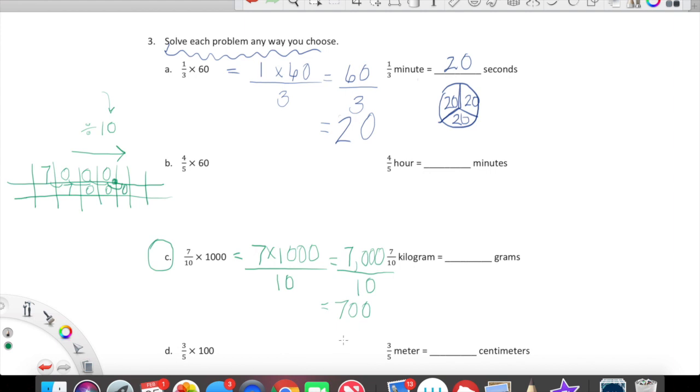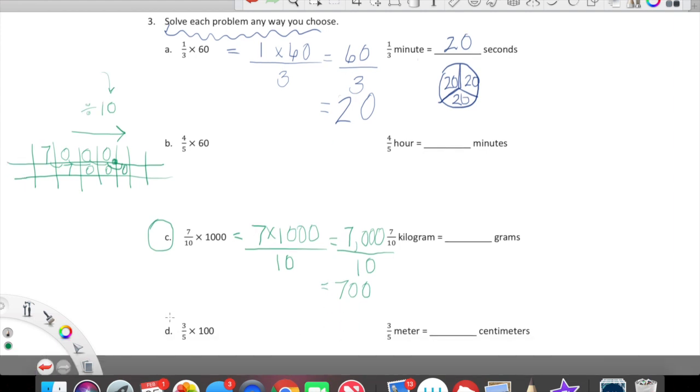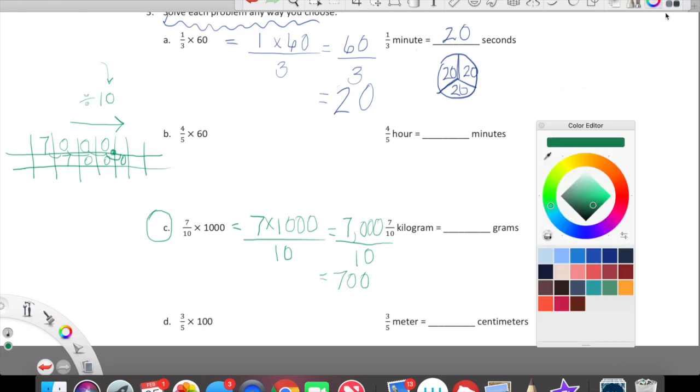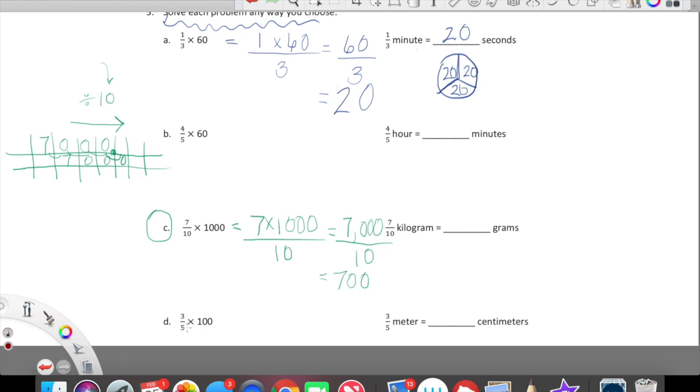And then I just want to look at this one down here. This reminds me of what we were doing a little bit in science at the end of the day. Here we're looking for 3/5 times 100. Upstairs, we have 3 times 100. Downstairs, we have 5. Let's go ahead and evaluate this. 3 times 100, you guys know, is 300. And we have 300 over 5.